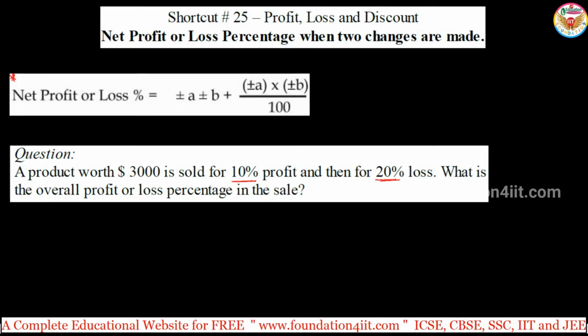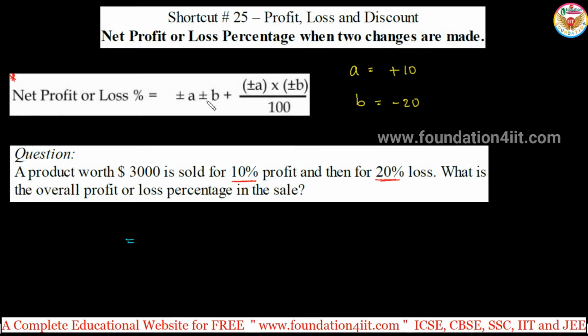Here the first case is 10% profit, so we take plus 10 in the place of A. Next is 20% loss, so we keep minus 20 in the place of B. Then we find the net profit or loss. If the answer is negative, it's a net loss. If the answer is positive, it's a net profit.